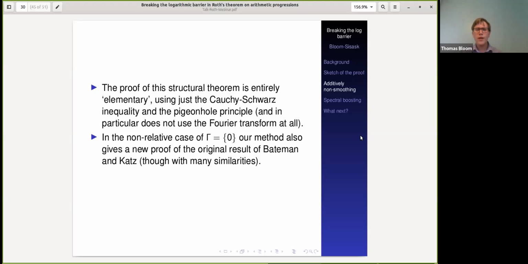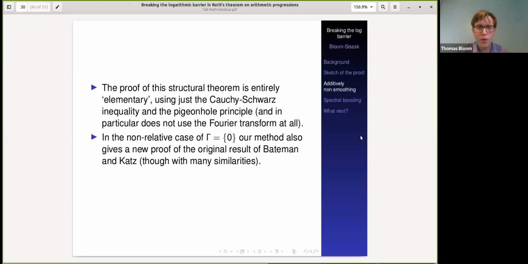Also, one could write down our proof in the simpler non-relative case, so there aren't any of these gammas floating around, and then it would basically be a new proof of the original result of Bateman and Katz. The language would be quite different, but there would be many similarities, and certainly our proof was heavily inspired by a lot of the pigeonholing and elementary methods that Bateman and Katz used.